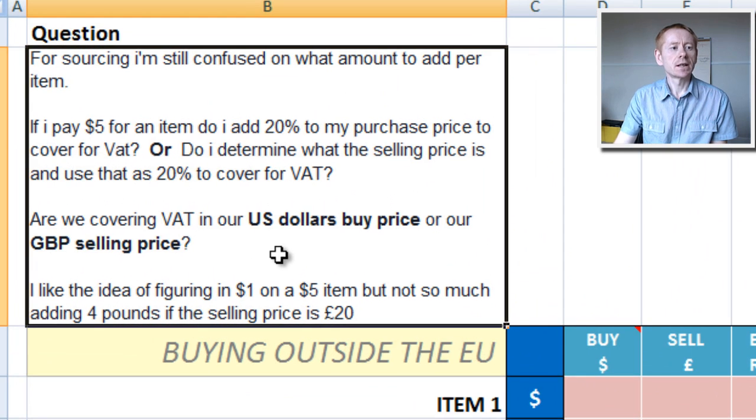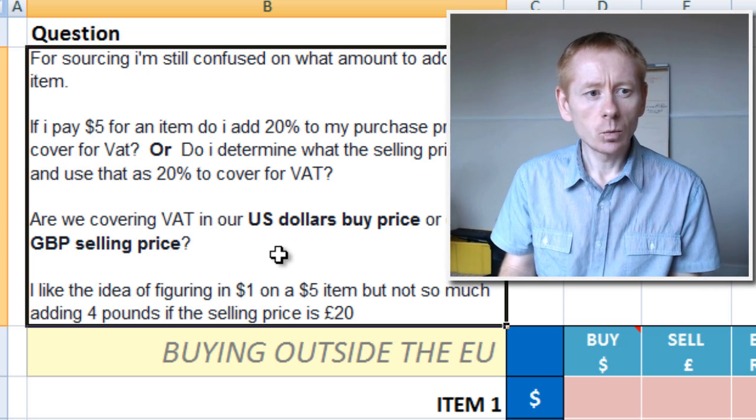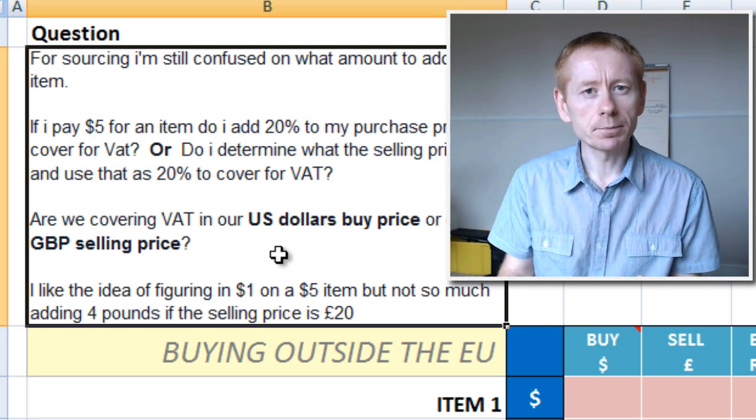So the question is, for sourcing, I'm still confused on what amount to add per item to take into account VAT. If I pay $5 for an item, do I add 20% to my purchase price to cover VAT, or do I determine what the selling price is and use that as 20% to cover the VAT costs? Well, it's not quite as simple as that.